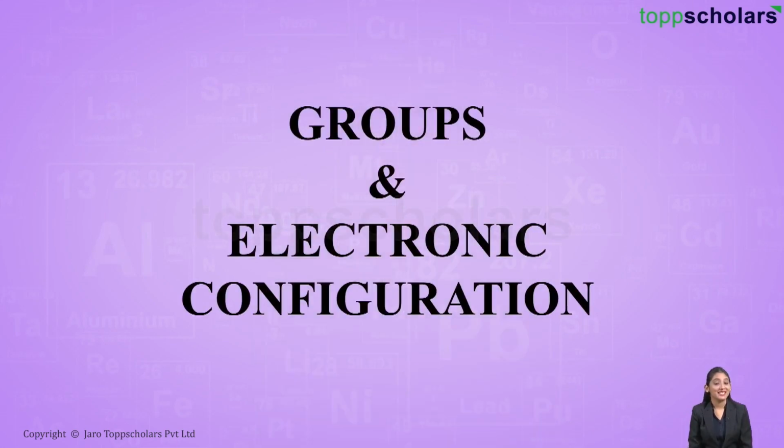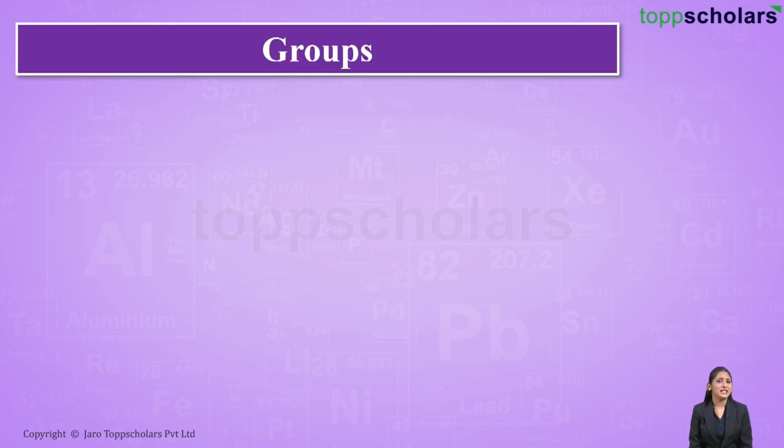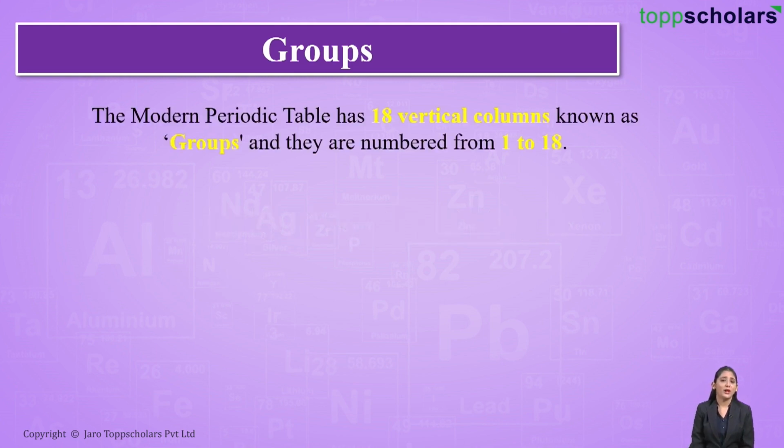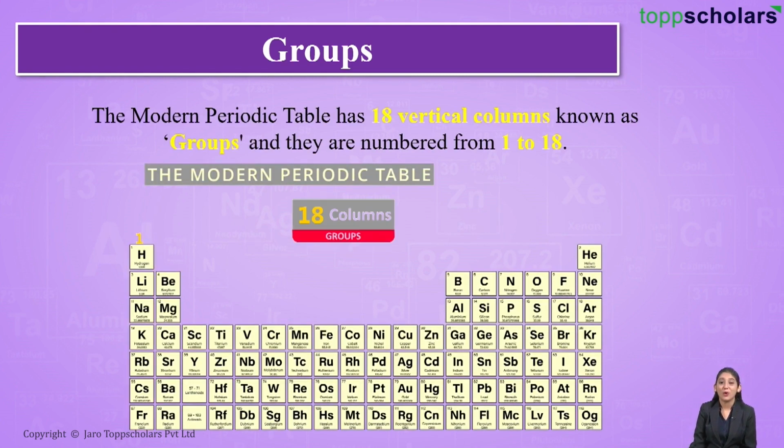Today we'll be discussing groups and electronic configuration. So friends, let's first start with groups. What are groups? The vertical columns that you see in the modern periodic table are known as groups. And these groups are numbered from 1 to 18 as you can observe over here.